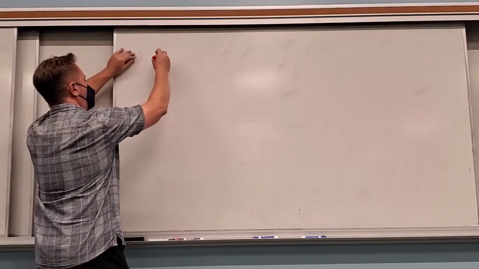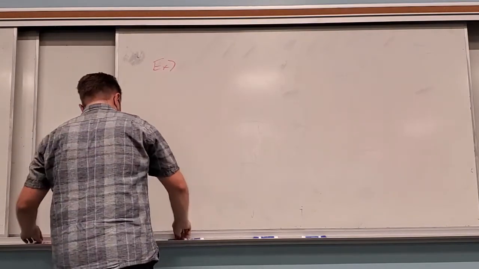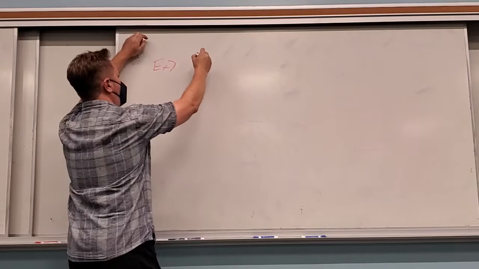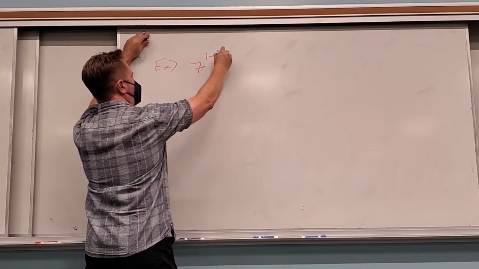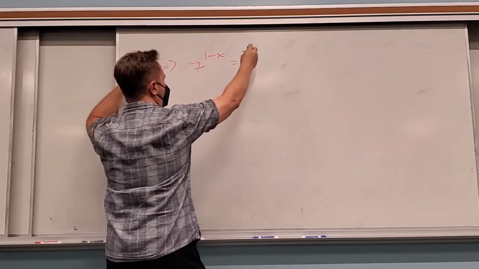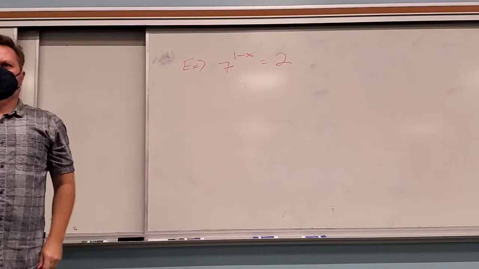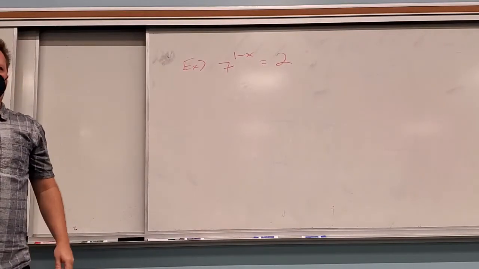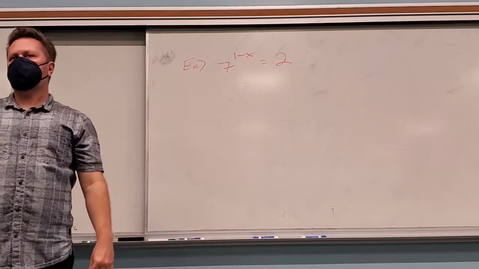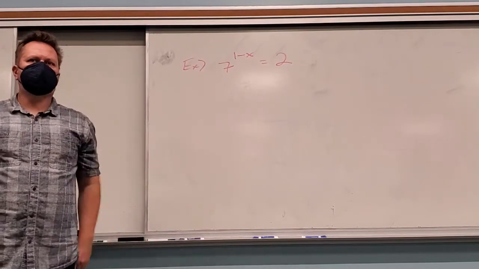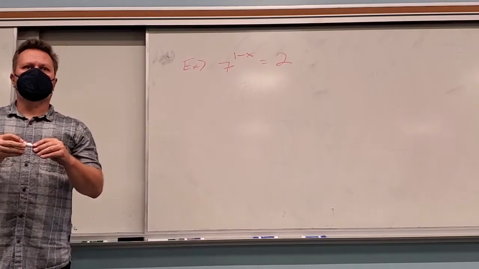So, what about, well, I'm going to ramp the level of difficulty up. And this first ramping is not that big of a ramping. 7 to the 1 minus x equals 2. I like it. So the first thing I can do is, instead of just being x, I can make the exponent anything I want to. But we solve it the same way, right?